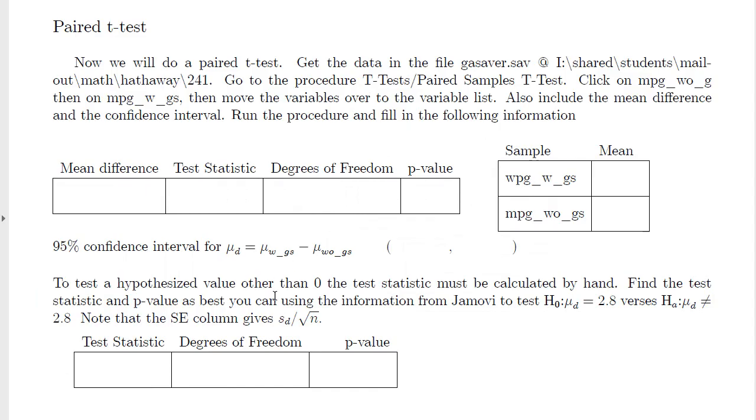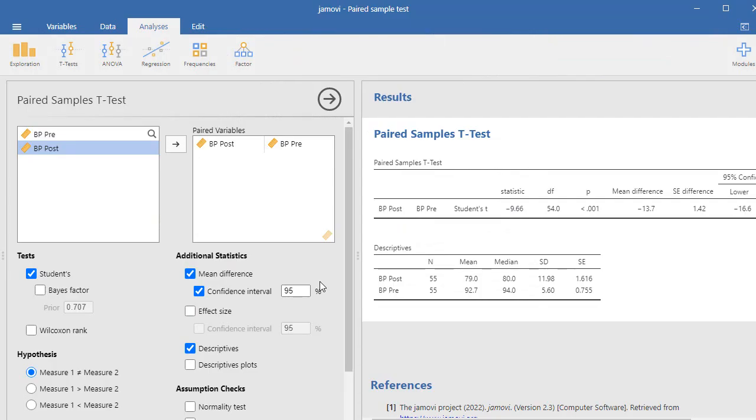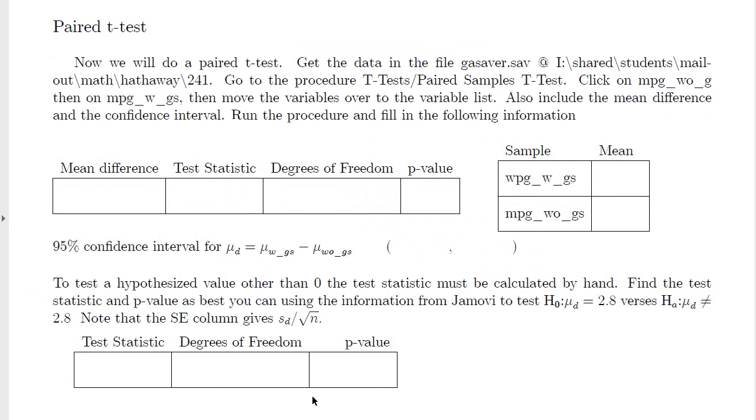And then to finish up the project here, to test hypothesized differences other than 0, you have to compute your test statistic by hand. When you do this paired samples test, you're just testing whether the mean difference is greater than 0 or less than 0. If you want to test whether it is greater than 1 or less than 1, then you have to do things by hand. That's what they want you to do in the last step of the project. So that should take you through project 3.